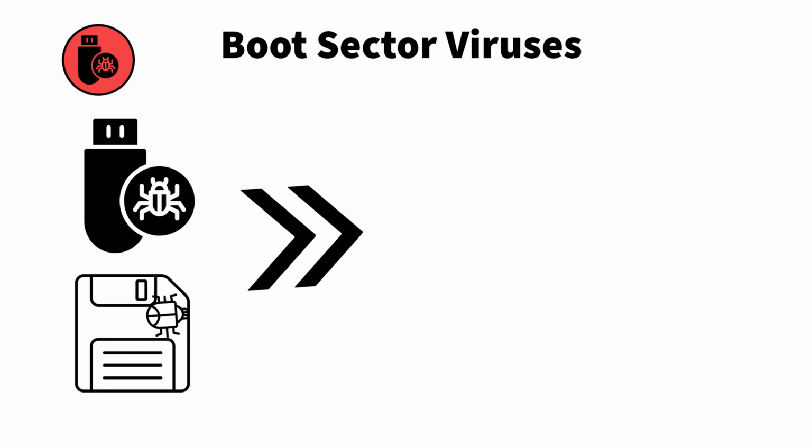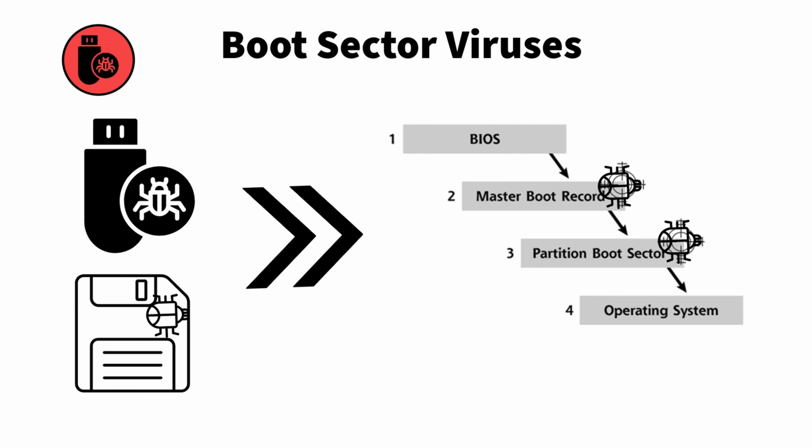Boot sector viruses. Boot sector viruses infect the master boot record, MBR, or the boot sector of a disk. They activate when the computer boots up, allowing them to gain control before the operating system loads. This type of virus can spread through infected disks or USB drives.